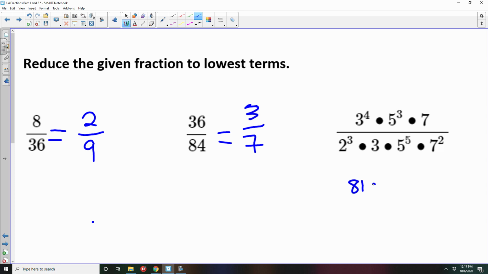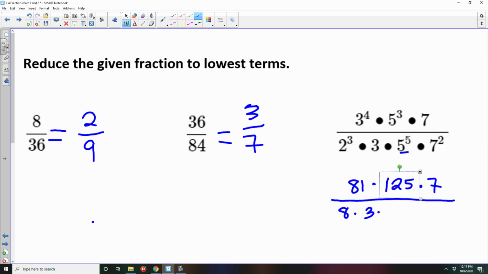Alright, so 5 to the 3rd power. 125, very good. All times 7, there we go. And now 2 cubed, so 2 times 2 times 2. 8 times 3 times, what's 5 to the 5th?